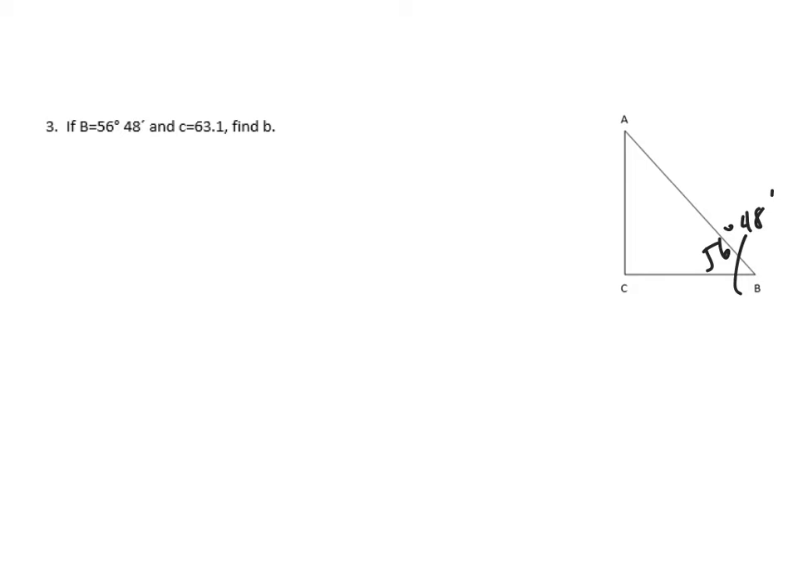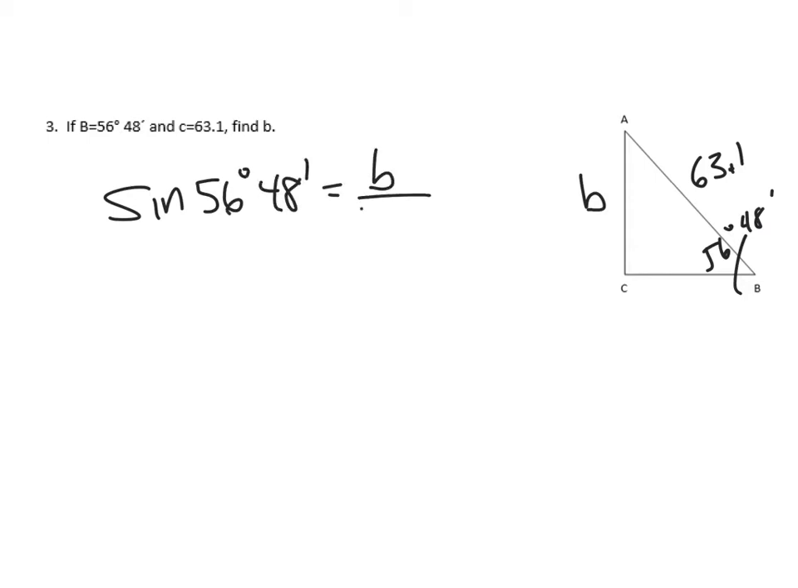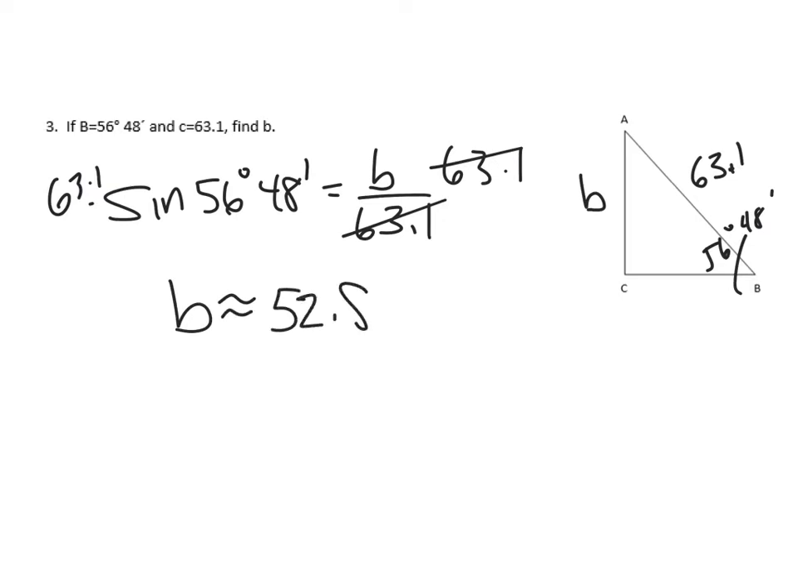So angle B, side C, which is the hypotenuse, and side B is across from angle B. So I'm seeing opposite over hypotenuse looking from 56 degrees, 48 minutes. So opposite over hypotenuse. I get 52.8. Hope you did too.